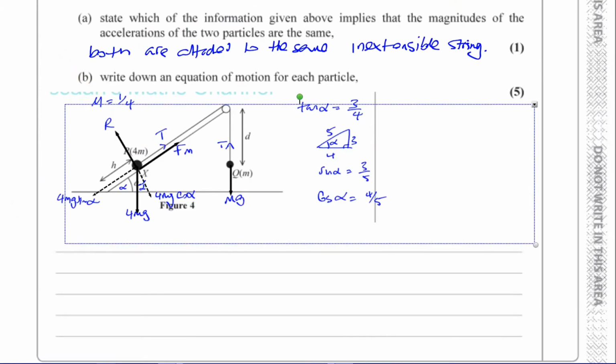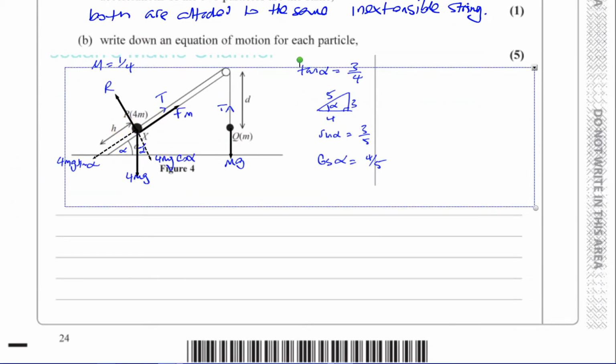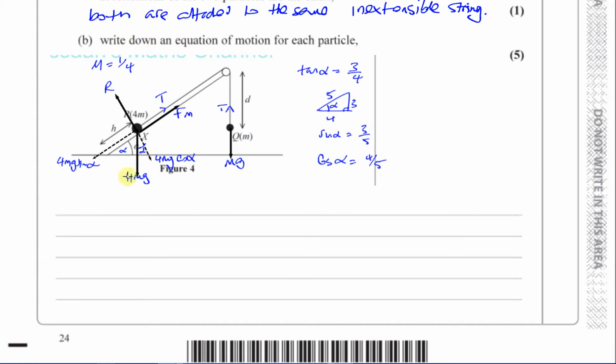Well, let's look at particle P. Or sorry, particle X. Is it X? No, P. It's at X. Particle P. What I'm going to do is, as it's moving down, it's accelerating this way. This is accelerating that way, right? Okay, so we can take this as positive for P. So I'm going to take this direction as positive.